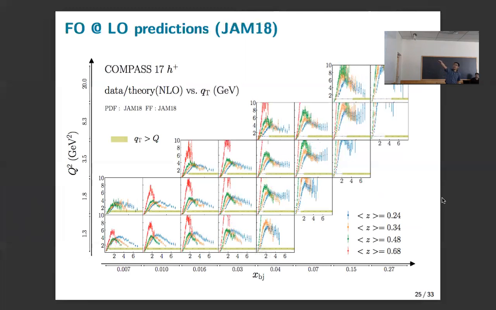I have a mistake here. This is not NLO, this is LO. This ought to be LO. Okay. Why is it spoiled? Sorry about that. Oh, it's okay. I was only looking at that.